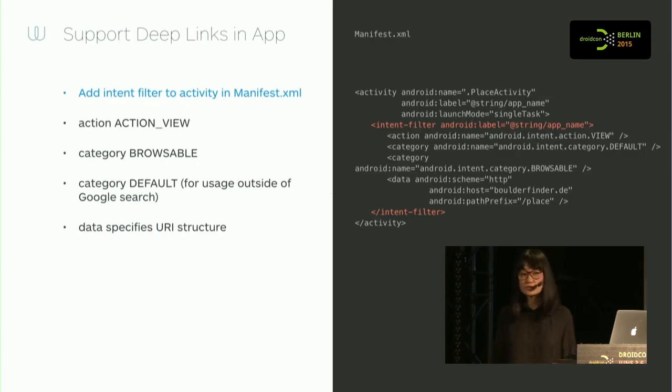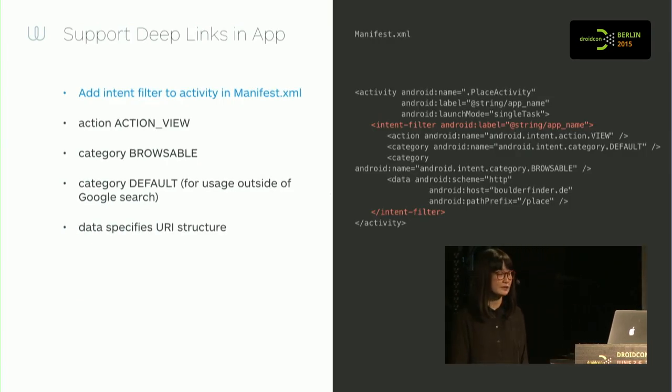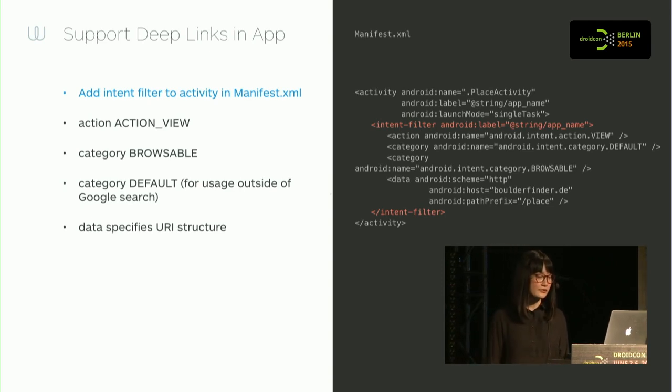And the first step is to make your app support deep links. So in Android, this is done with intent filters. For Boulder Finder, I have a place activity to show the places. And so in the manifest, we add an intent filter to place activity. And the intent should use the action view for displaying content.